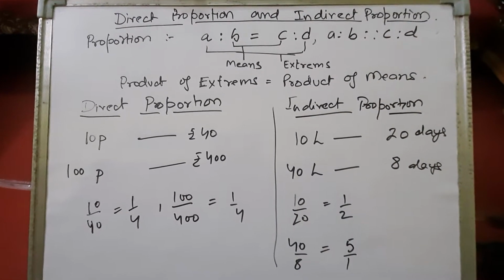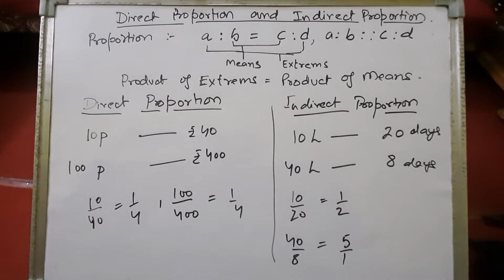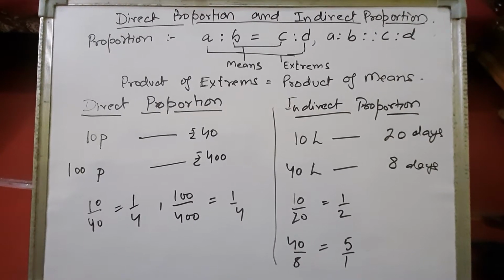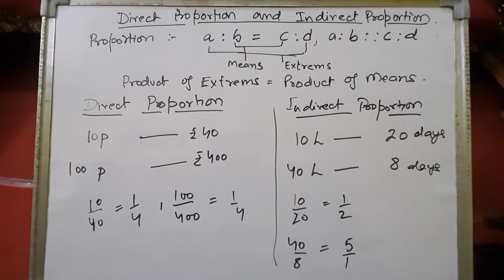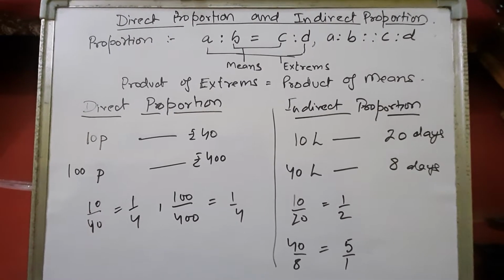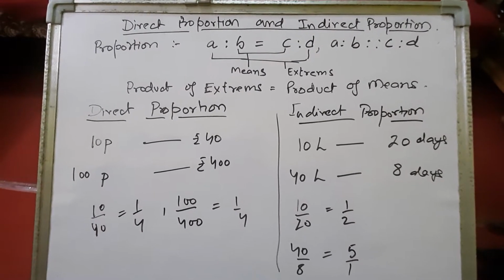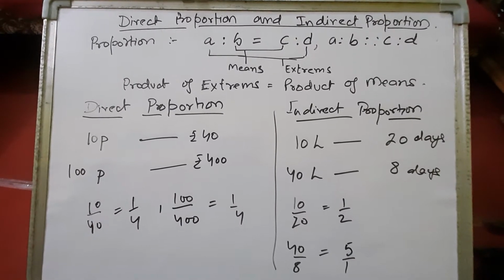Right. Now let's come to direct and indirect proportion. What is direct proportion? Direct proportion means whenever one quantity increases, the other quantity will also increase. Whenever the first quantity decreases, the other quantity will also decrease. That means the ratio of both the quantities will always remain the same.